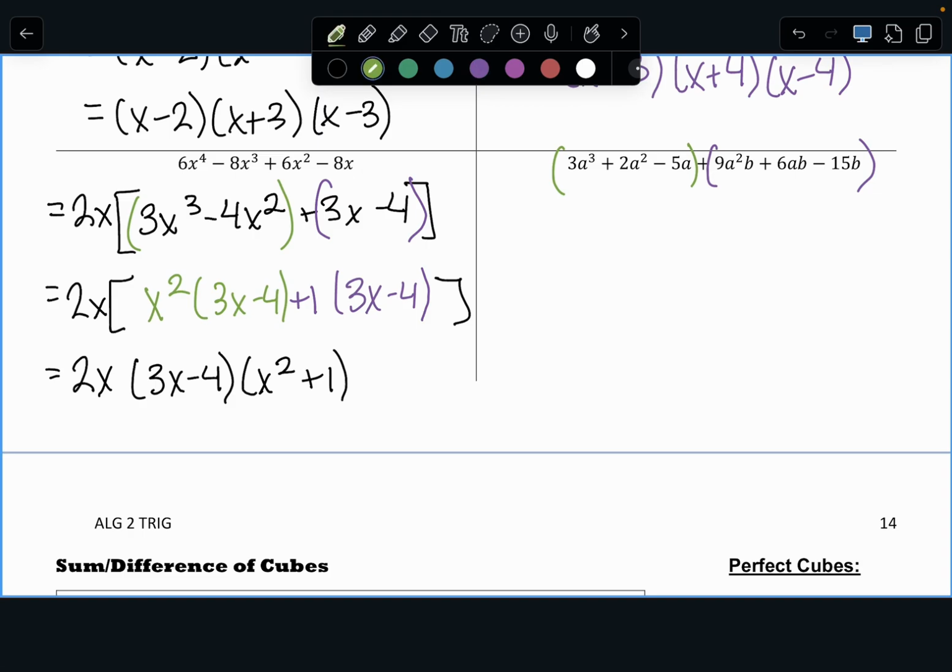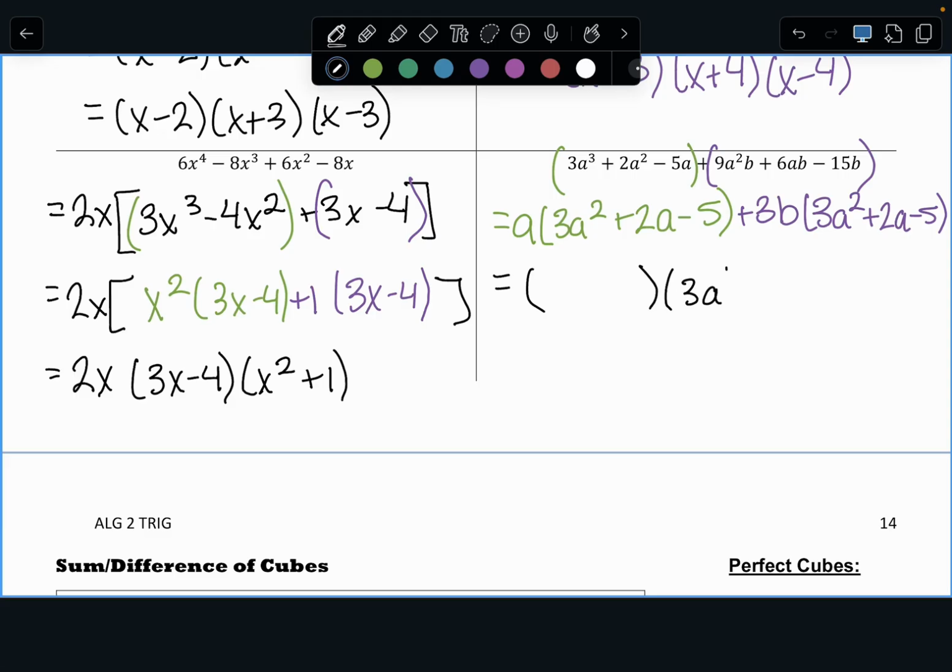GCF from the green, what do we got? A. And I'm left with 3a squared plus 2a minus 5. What about here? 3 and B. And I'm left with that same thing, 3a squared plus 2a minus 5. My parentheses match. That's one of my answers, the 3a squared plus 2a minus 5. And the other piece, the a plus 3b.